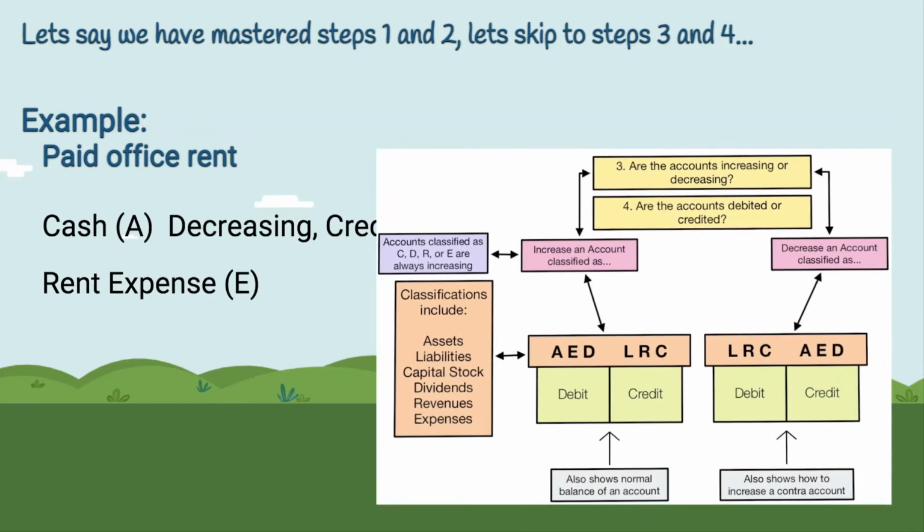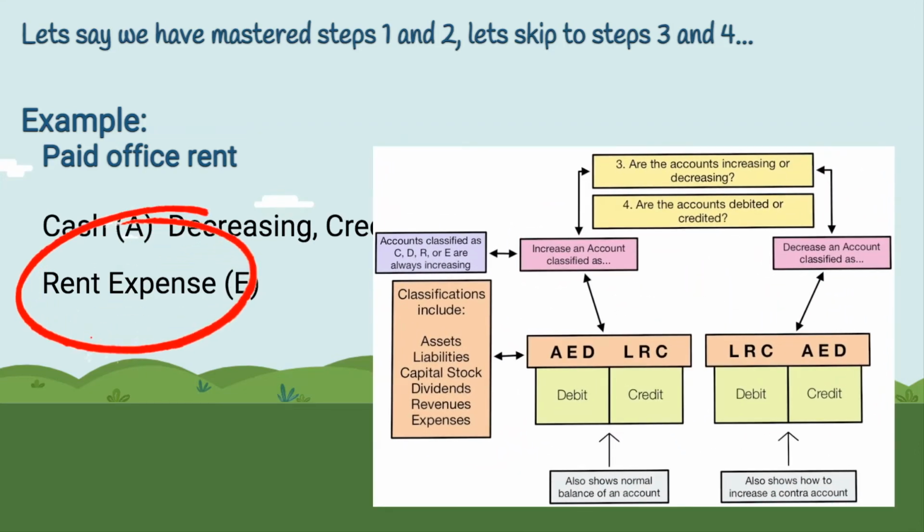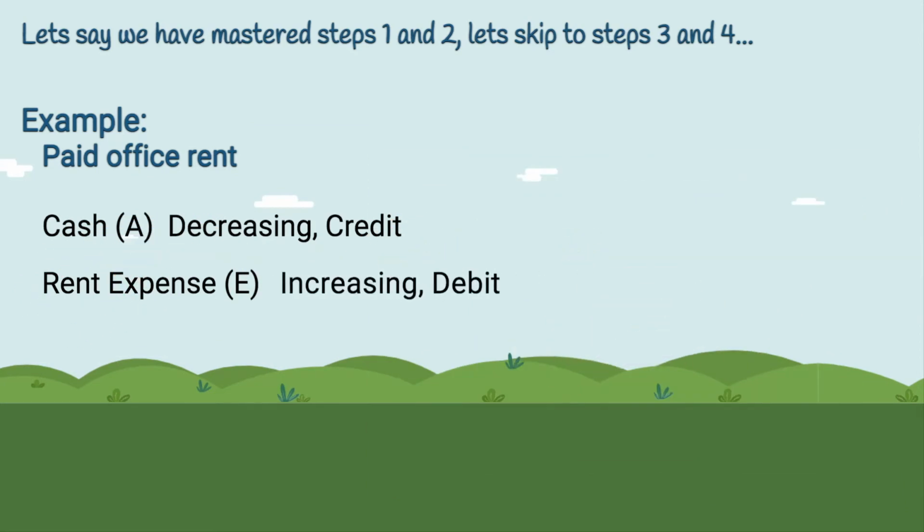Rent expense is increasing. There's a rule that any account classified as an expense is always increasing. Use the AED LRC image. Expense is above debit. Rent expense is increasing and is debited.